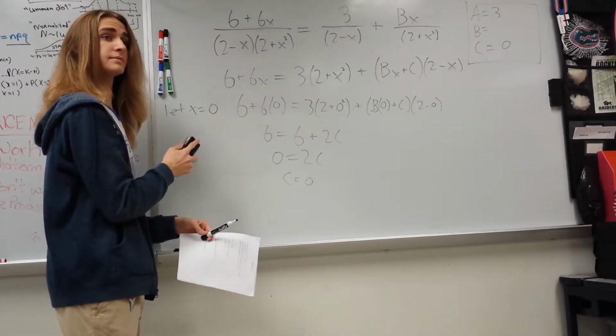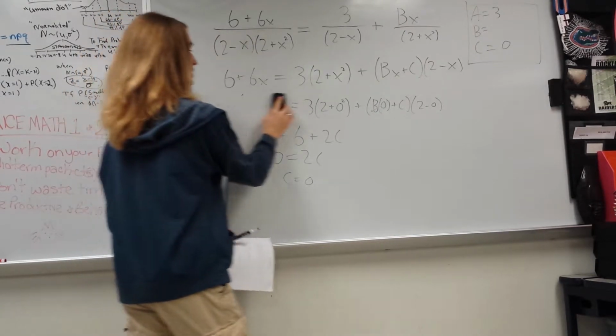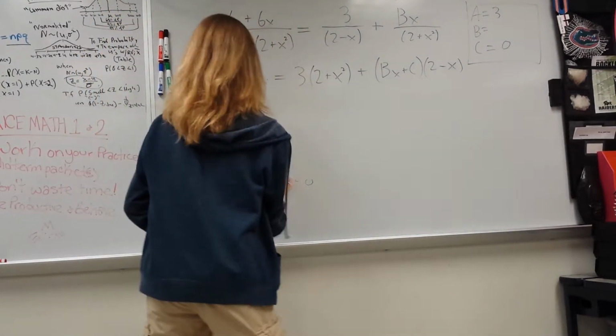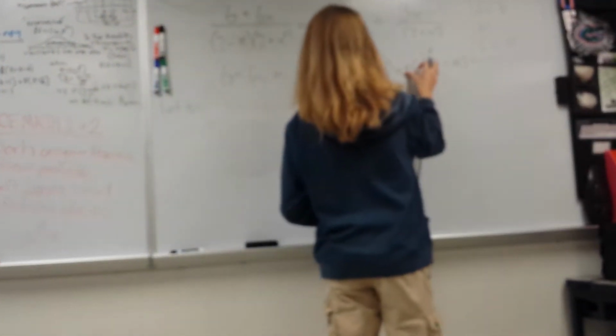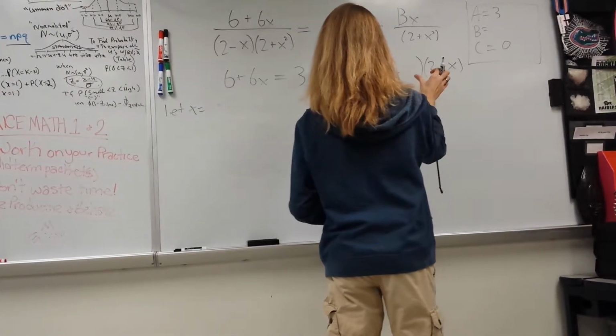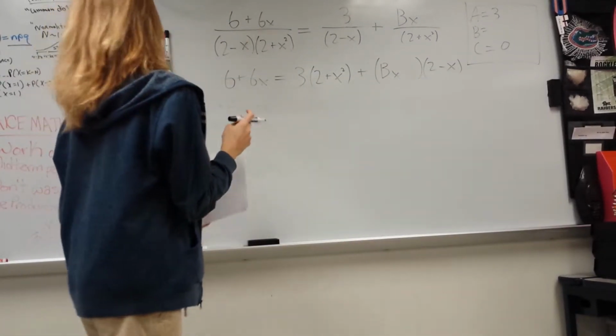Alright, can I erase this? Okay, and now finally we're going to find b. So this is 0, right? So we can just leave it like that, ignore that.